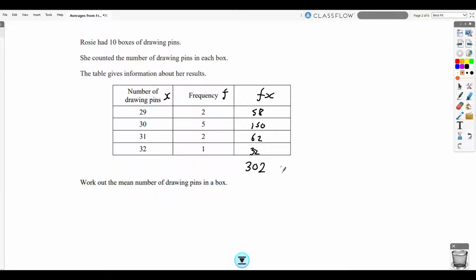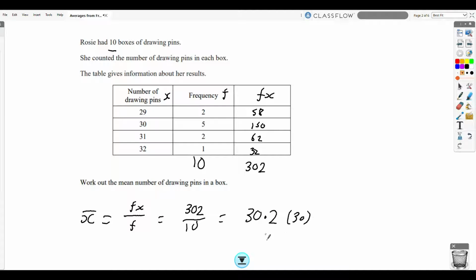It already told me what the total frequency is in the question, which was 10. So your mean is these two columns, your fx column over your f column. So 302 over 10, which is 30.2. And if it asks you to round in the question, you'll round down to 30. And that's the mean here.